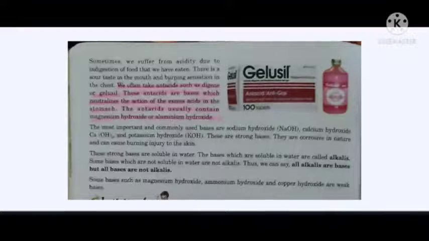Some bases such as magnesium hydroxide, ammonium hydroxide, copper hydroxide are weak bases. What is the name of weak bases? Magnesium hydroxide, ammonium hydroxide, copper hydroxide are weak bases.